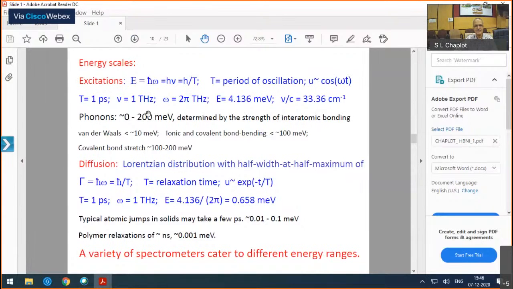For example, these kinds of relations: if you have a certain period of oscillation, then what are the corresponding values of the energies in different units? The energy is known to be h cross omega or h nu, but once you put the numbers in, what are the corresponding values of the energies in different units like millielectronvolts or centimeter inverse? You can work it out.